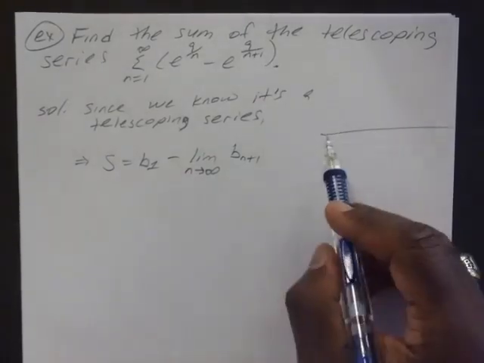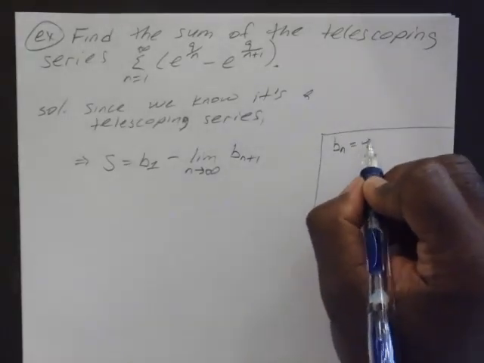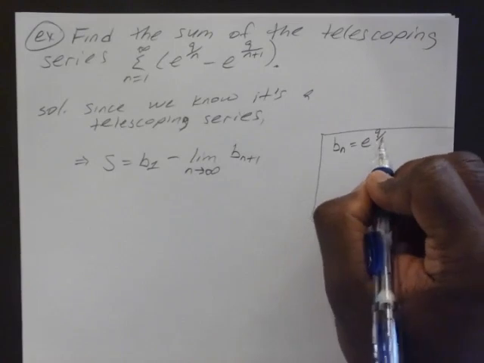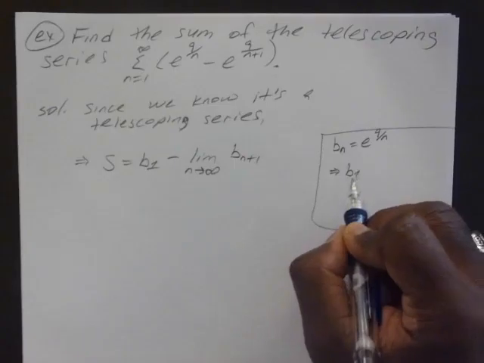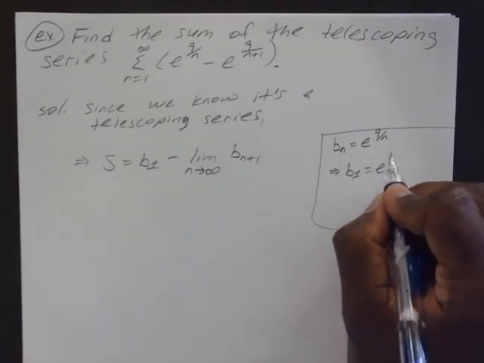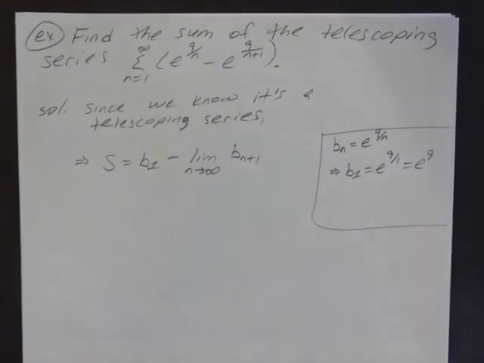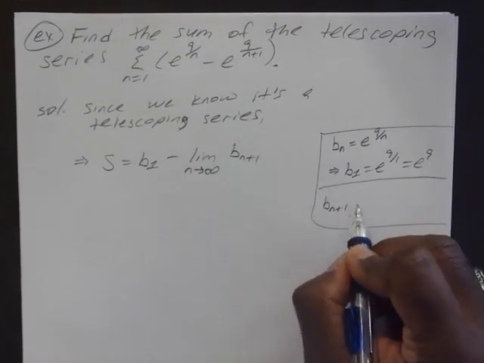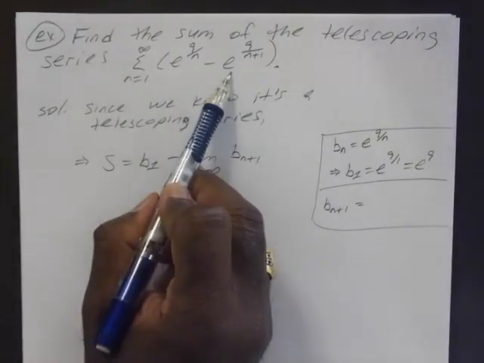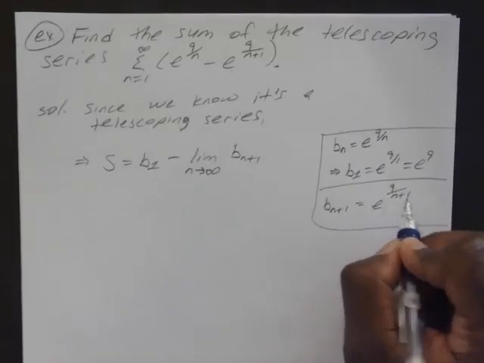Okay, so we always know which is which because our b sub n is e to the power of 9 divided by n, which means our b sub 1 is just e to the power of 9 divided by 1, which is e to the 9th power. And your b sub n plus 1 is just the second term, e to the power of 9 divided by n plus 1.